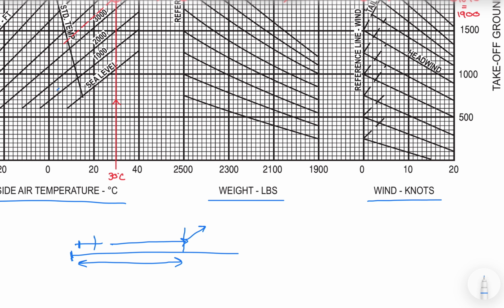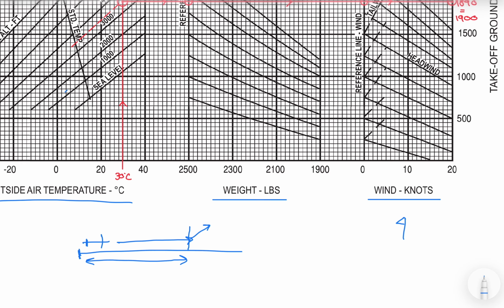The last one here on the graph is going to be wind. A headwind will decrease your takeoff roll, and a tailwind, although not always recommended to take off with a tailwind, will increase your takeoff run.